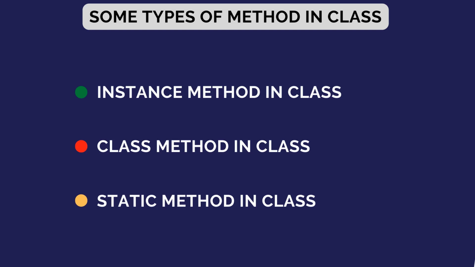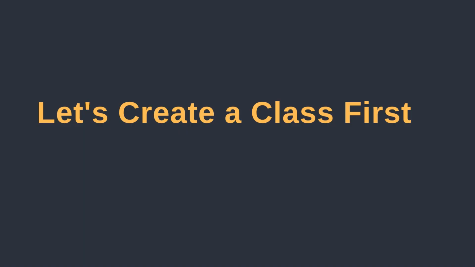In this video, we are going to talk about different kinds of methods we have in our Python class. First of all, we will see what an instance method is. After that, we will see what a class method is, and at the last, we will see what a static method is in our class. So without further delay, let's get into this.